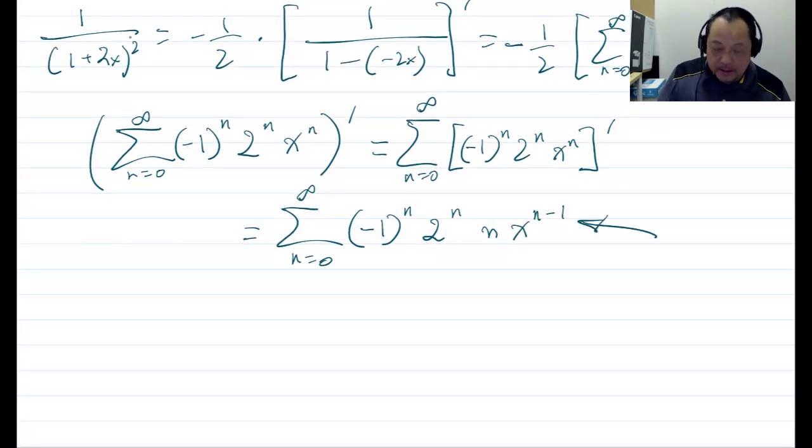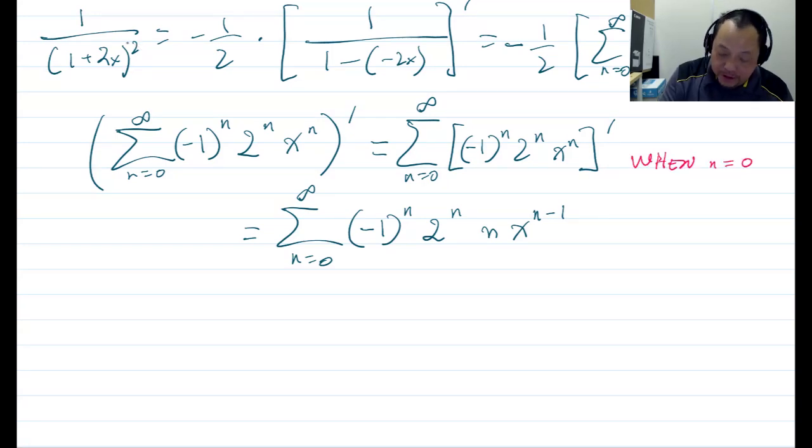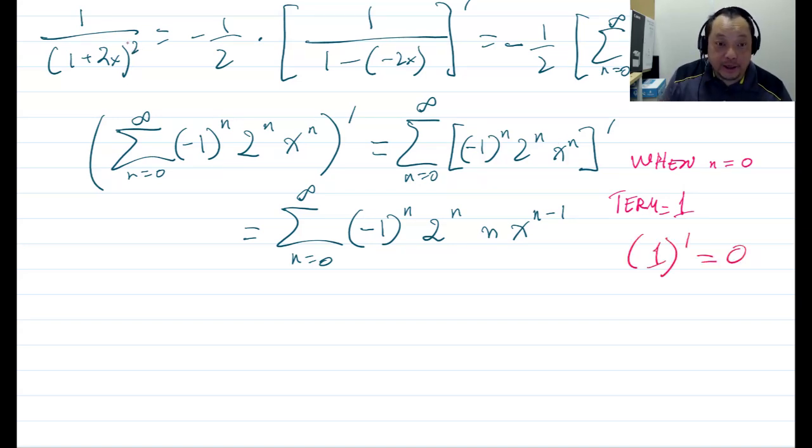Well, this n minus first here isn't correct for n equals 0. When n equals 0, the term here is just 1. 0 here, 1. 0 here, 1. 0 here, 1. No x. So when we take the derivative of 1, it is just 0. So that term is actually gone. And therefore, the series cannot start at n equals 0. It has to start at n equals 1.